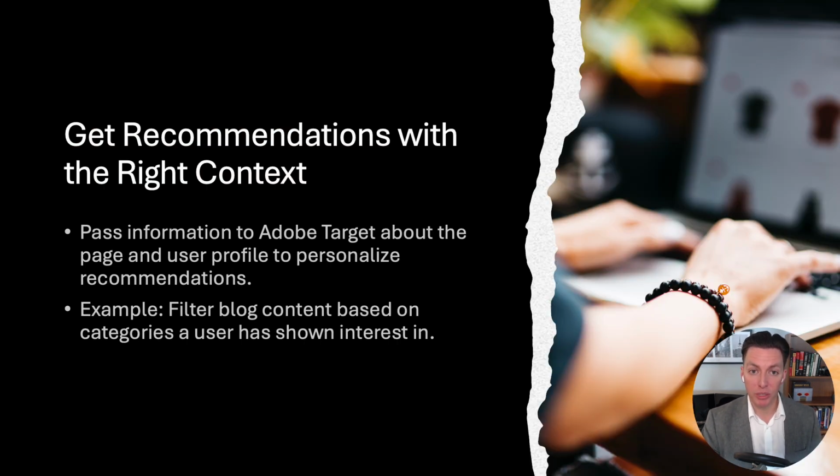All right. So to ensure your recommendations are spot on, you need to provide context. This includes details about the page the user is currently on and their profile information, like I mentioned as well. So for example, and I kind of talked about this a little bit already, if a user is reading a blog post about digital marketing, Adobe Target can recommend similar articles based on that category or their browsing history. It is how you personalize recommendations, ensuring that they are timely and relevant. So we want to make sure that that stuff is recognized.